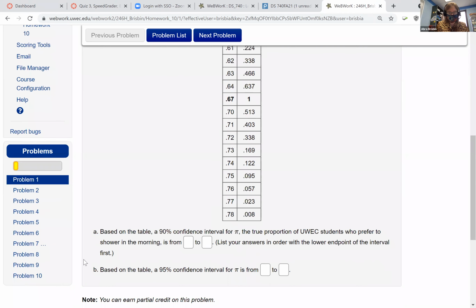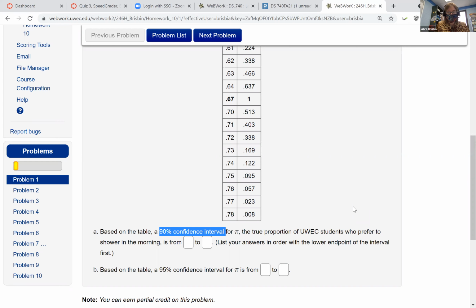So let's first look at this first problem, part A. That's using a 90% confidence interval. What level of significance does that correspond to? So what value of alpha? That'd be the 0.1. Right, because it's 1 minus 90%, so 1 minus 0.9 gives us 0.1.